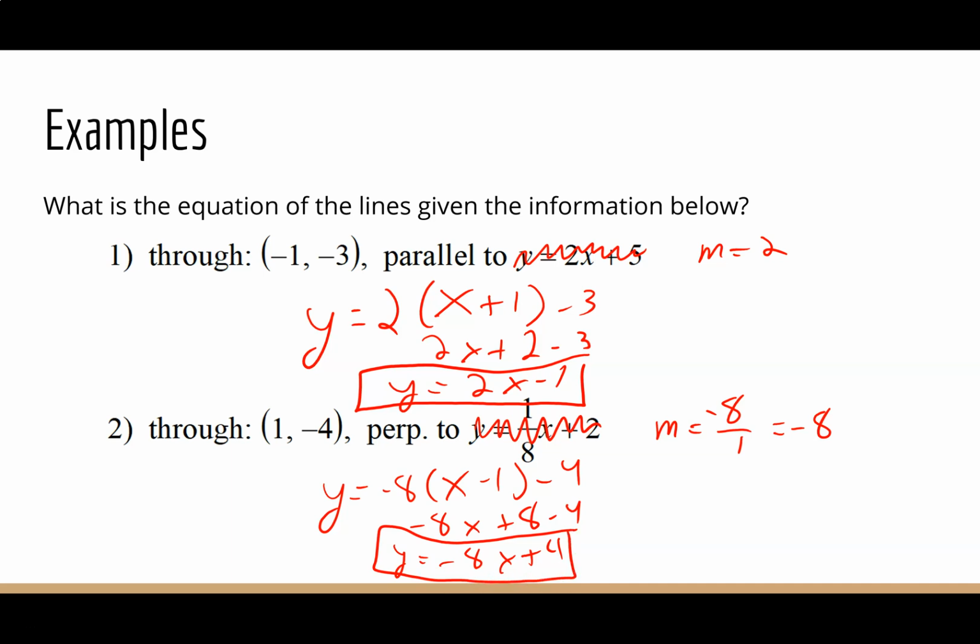Exactly the same process once you realize what your slope is. Point slope, put it in the point slope formula, distribute, combine, done.